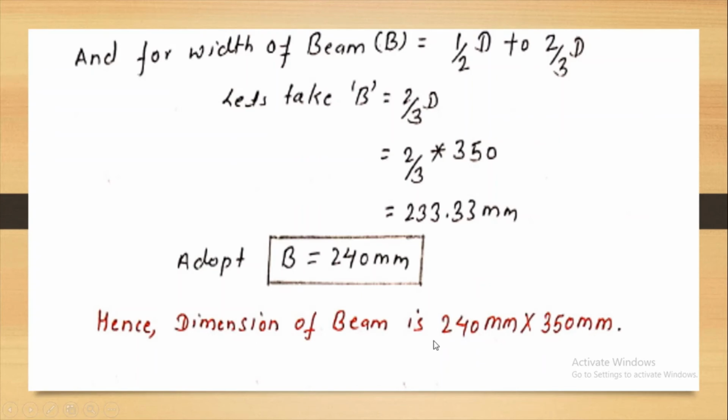And the way of writing the dimension is width by depth, b by d. Finally, we have completed our preliminary design.